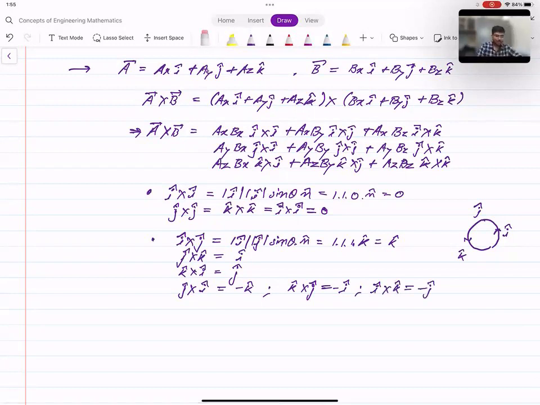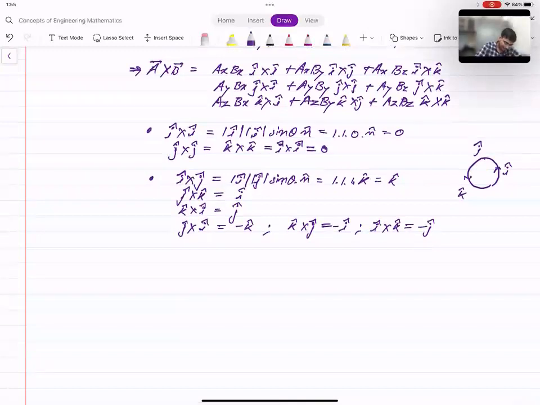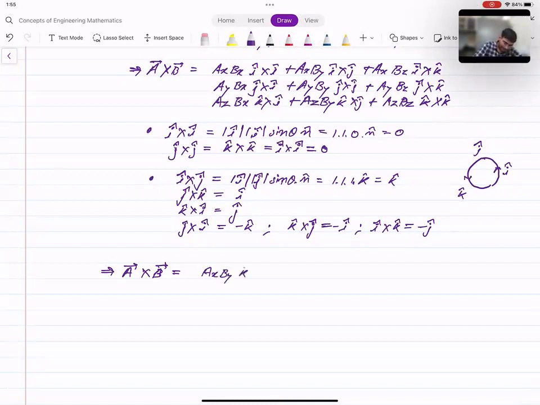Okay. So using these results, now let us find what is the value of this a cross b. Due to this, the product a cross b now becomes: this was i cross i, so this is 0. So we have now ax by, and i cross j is k, so this is k cap. Then we have ax bz, and we have now i cross k, which is minus j, so this changes to minus sign, minus j cap.